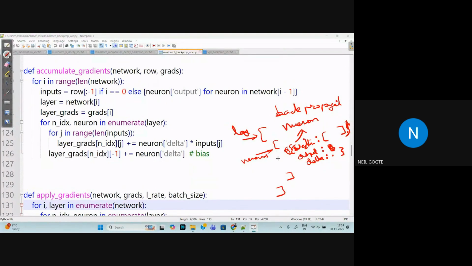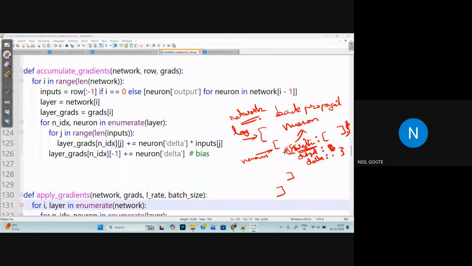Each layer is a collection of neurons, and the network itself is a collection of layers. Each neuron has these fields in its dictionary: the weights field, which are the weights associated with that neuron connecting input to it; output, which the neuron has produced during forward propagation; and delta, which has been computed in a different way for the output layer and for all the hidden layers, by back propagating the delta. So all this is there with us in the network data structure. It has been updated.